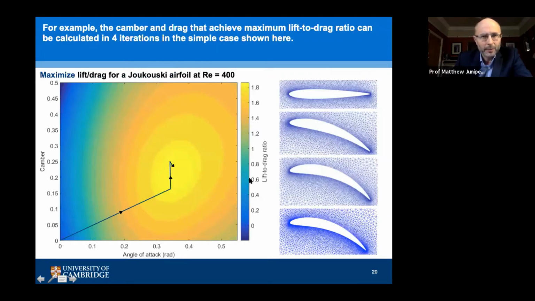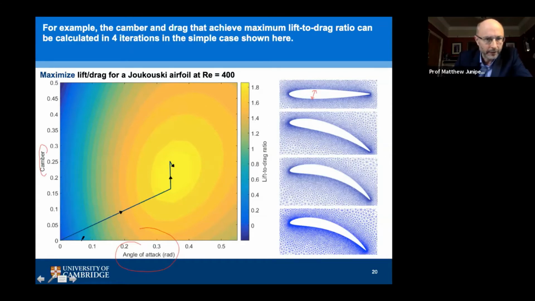And here is an example. It's done, as you can see here, for a Joukowsky airfoil at Reynolds number 400. So this isn't going to trouble any editors of any aerospace magazines. Joukowsky airfoil, I expect many of you know, it's an airfoil that has this sort of shape you see here, but it's defined just by 3 parameters. You have the camber, you have the angle of attack, and you have the thickness. And in this case, we're not going to change the thickness. It'll be fixed constant.